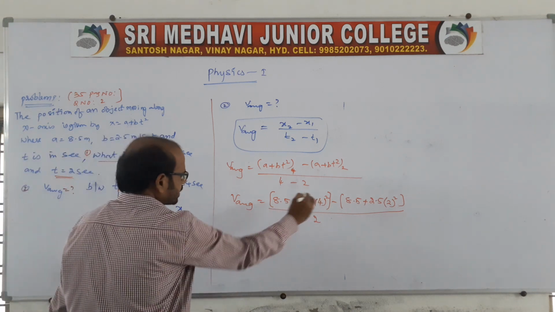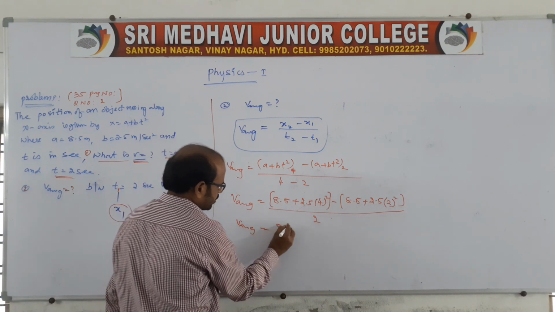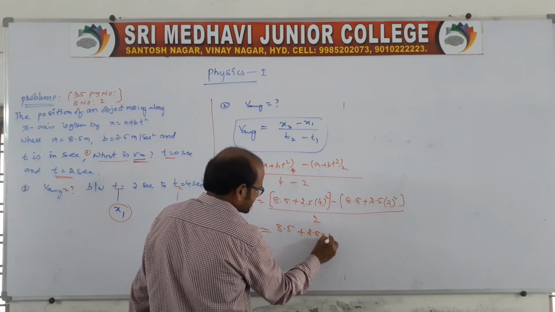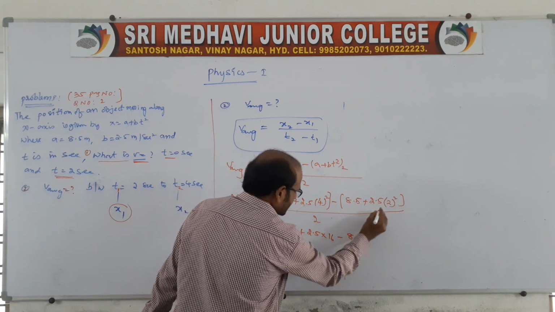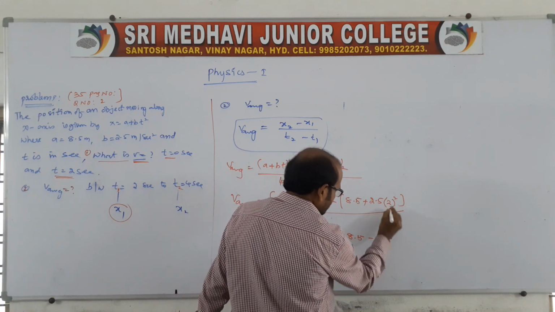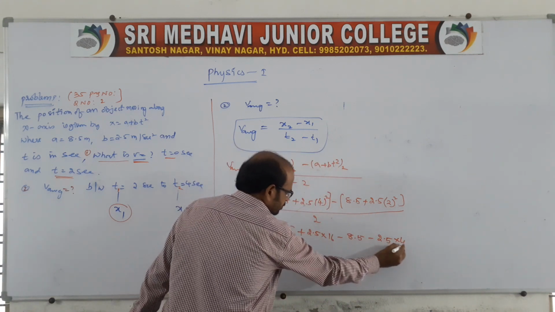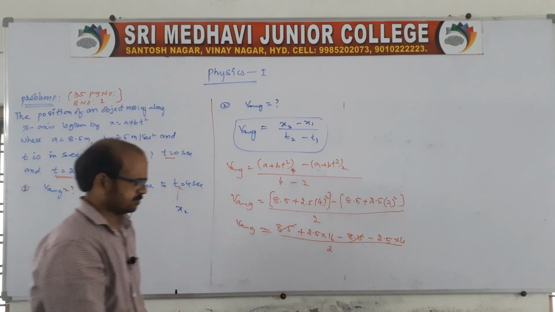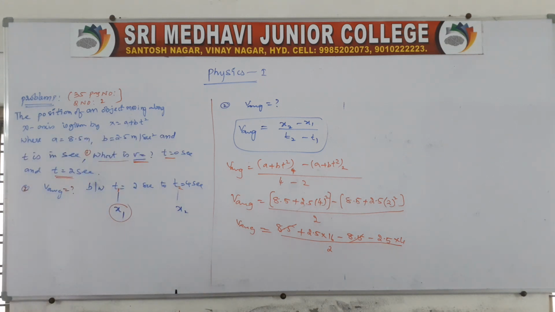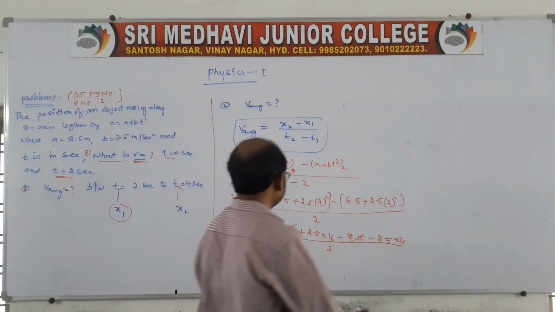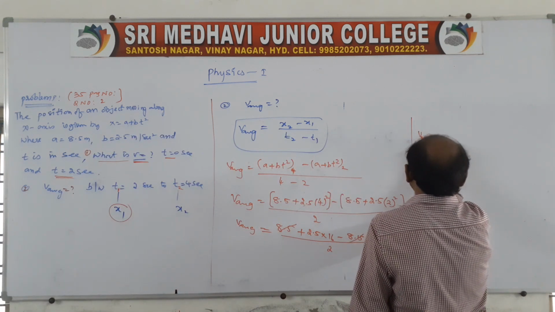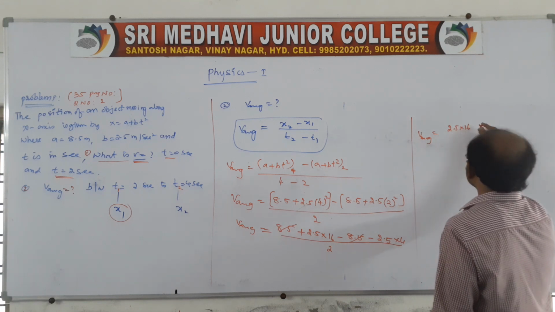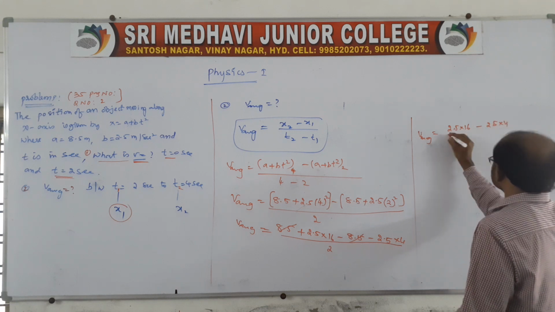Here v average is equal to 8.5 plus 2.5 into 16, minus 8.5 minus 2.5 into 4, within the bracket. So here you look, 8.5 and 8.5 are cancelled. Therefore the remainder is like this. After simplification, v average is equal to 2.5 into 16 minus 2.5 into 4, divided by 2.